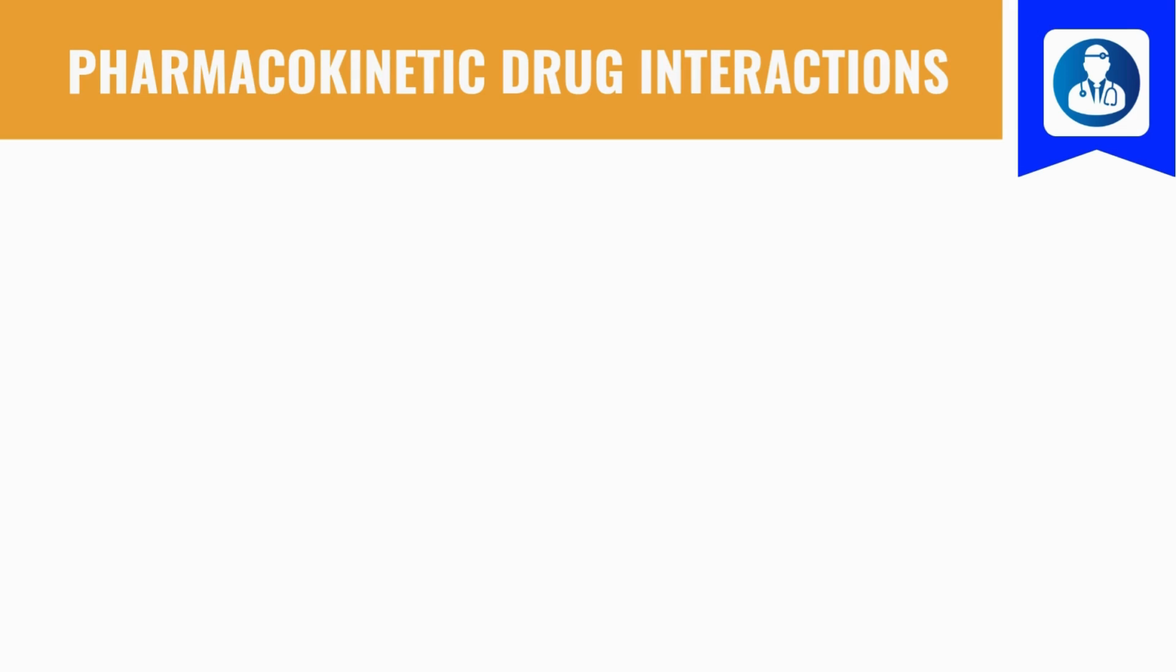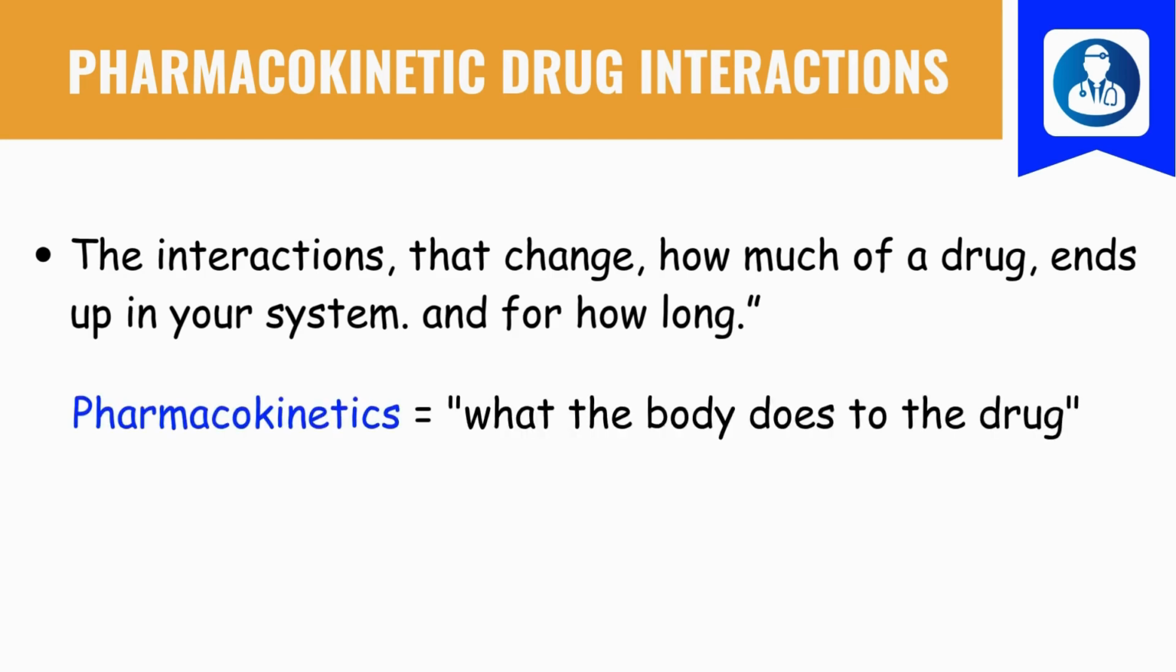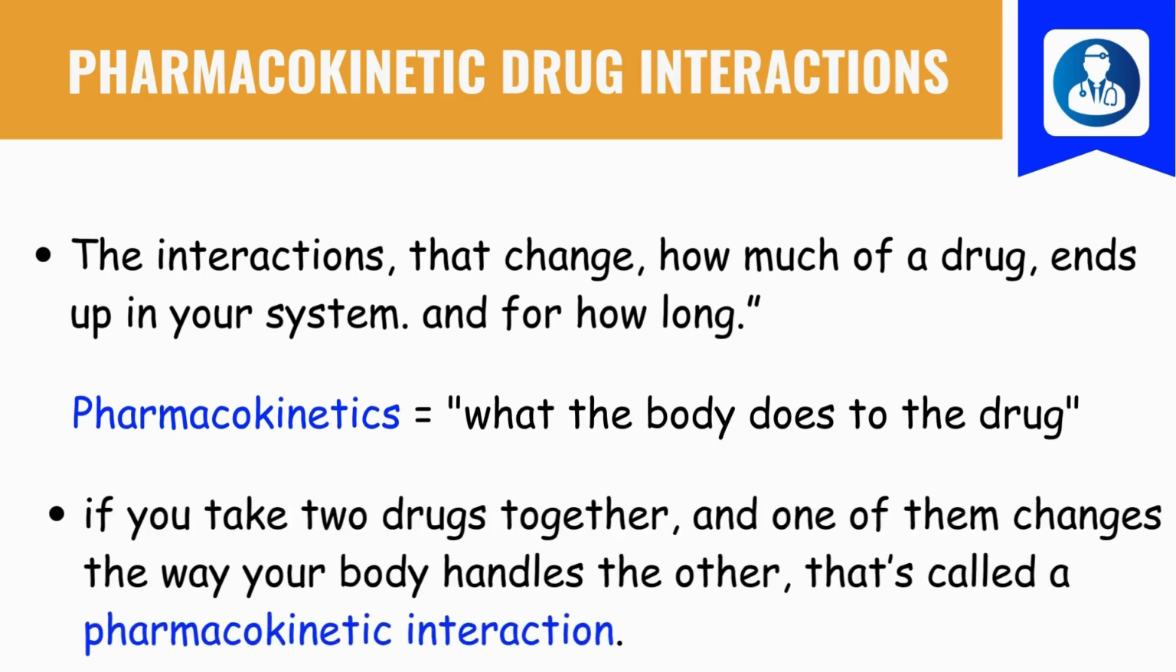Let's talk about pharmacokinetic drug interactions. These are the interactions that change how much of a drug ends up in your system and for how long. Pharmacokinetics means what the body does to the drug, from the moment you swallow it to when it gets absorbed, moved around, broken down, and removed. Now, if you take two drugs together and one of them changes the way your body handles the other, that's called a pharmacokinetic interaction.